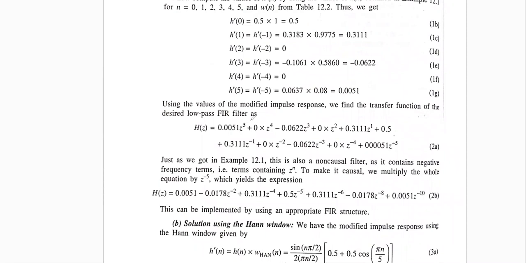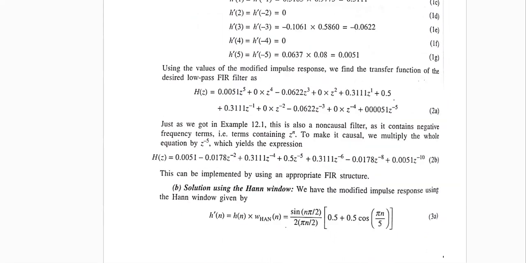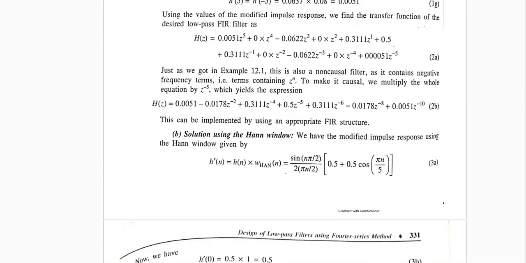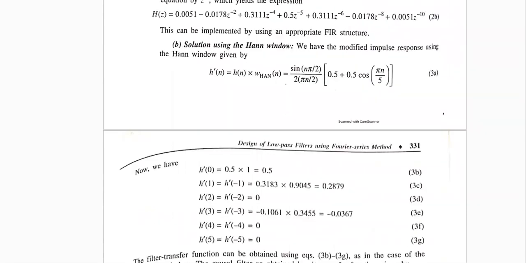Here we have z to the power 5, showing a non-causal system. We want to make the power equal to 0 at the very beginning by multiplying by z to the power minus 5, and then we have the causal system instead of the non-causal one. So this is our final result, the solution using the Hanning window. Han window or Hanning window, it is the same thing, just the window factor will change.